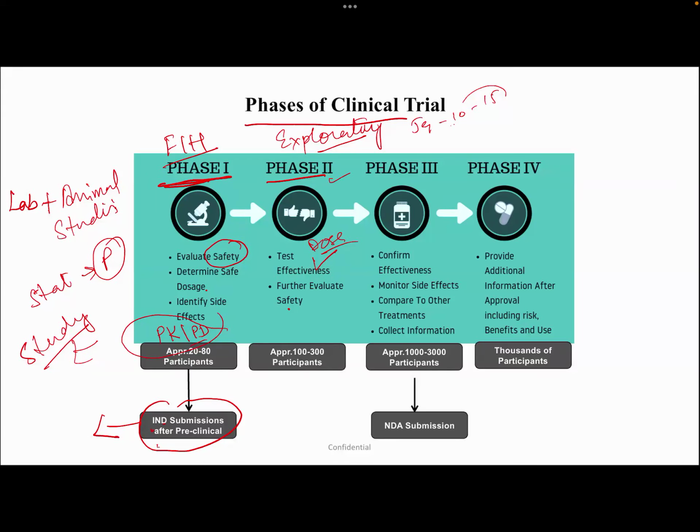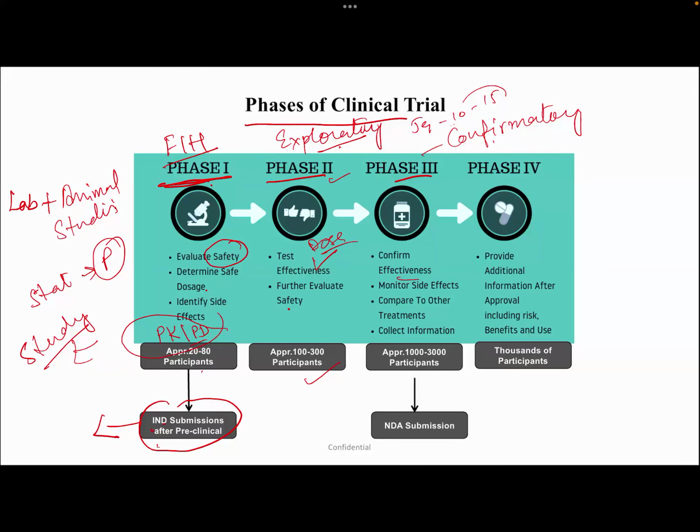Phase two. And phase one is mostly healthy volunteers. Phase two is the first trial where you can take a patient living with the disease. Phase three is confirmatory. Please remember these words: first in human, exploratory, confirmatory, right?